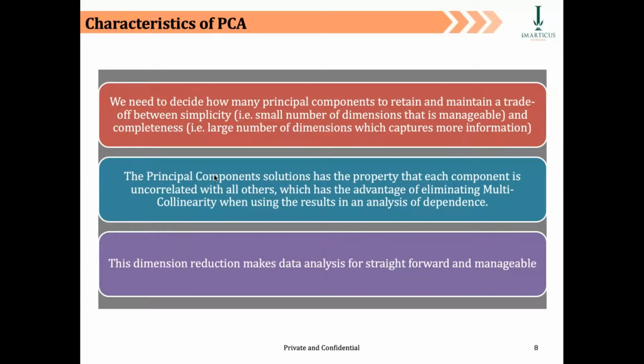Then the principal component solution has a property that each component is uncorrelated with the others, which has the advantage of eliminating multicollinearity. I was actually talking about multicollinearity. We all understand multicollinearity, correct? Yes. Good. So when using the results in analysis of dependence.